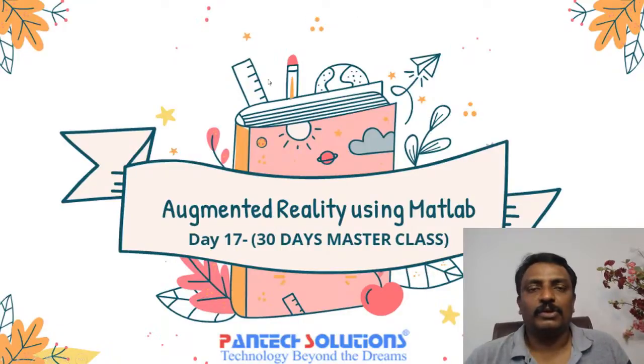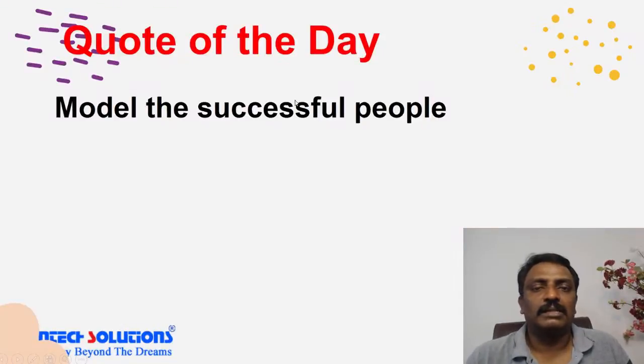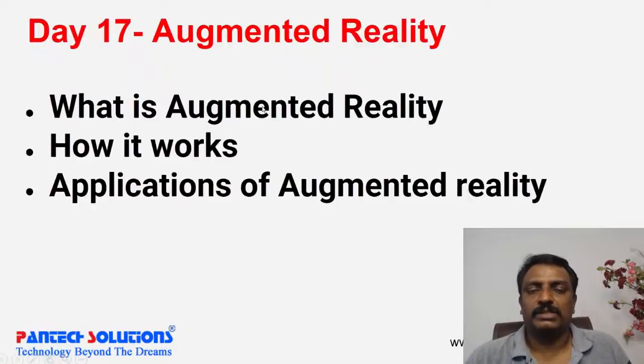Before we go to the topic, let's start the day with a quote. The quote is: model the successful people. Check for the successful people in the field you are interested in, see what they do and how they became successful, and just model that so that you could achieve the same results. This quote was from Tony Robbins. I would just like to share it with you. With this we'll start the day.